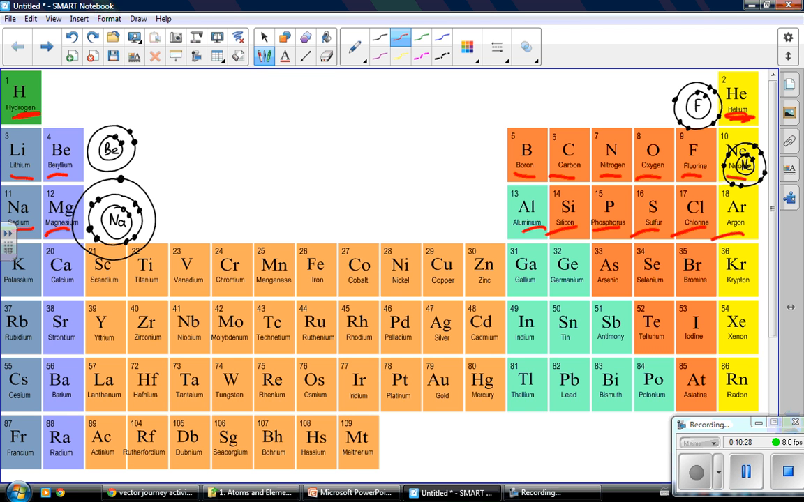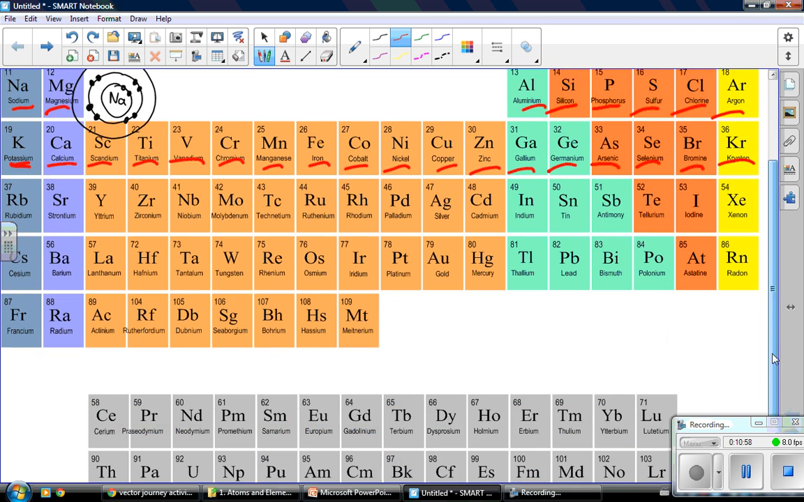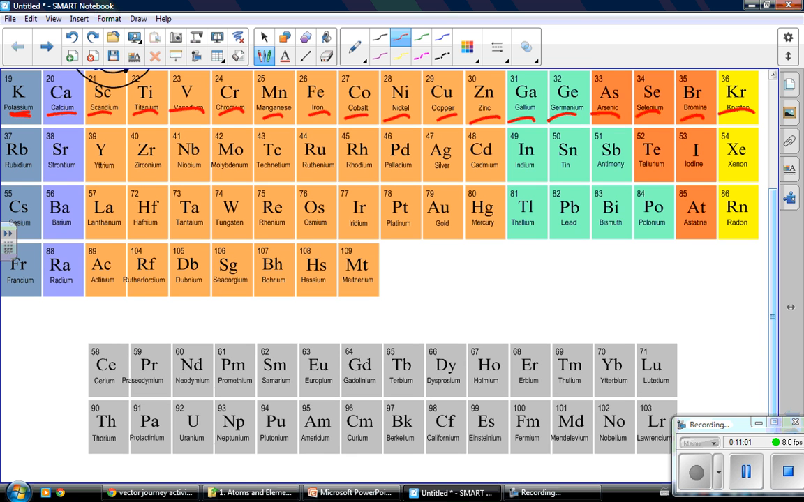I didn't tell you in your notes how many the fourth shell holds, but do you think we could figure it out? Yeah. We started at potassium: 2, 3, 4, 5, 6, 7, 8, 9, 10, 11, 12, 13, 14, 15, 16, 17, 18. So how many does the fourth shell hold? 18. How many does the fifth shell hold? 18. How many does the sixth shell hold? 18. I don't know. Don't forget, we have to add in 58 to 71.